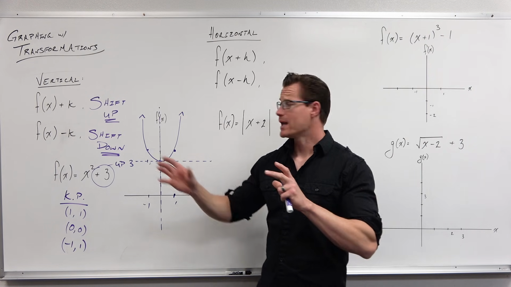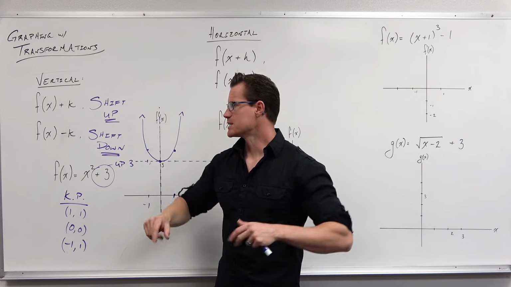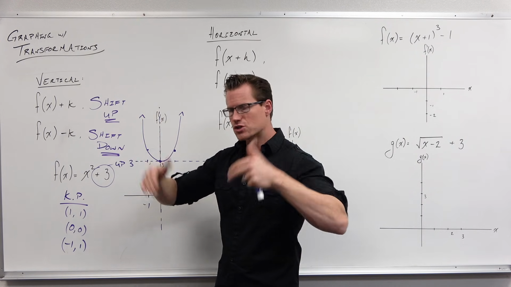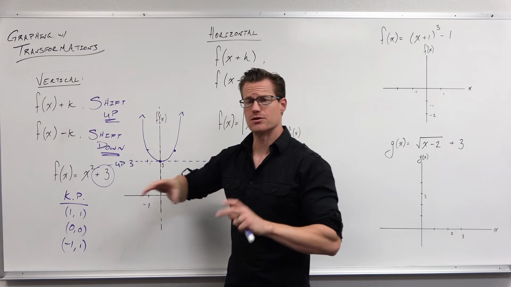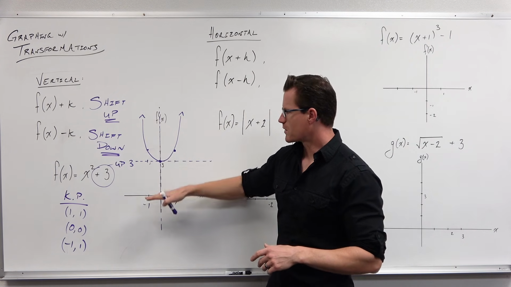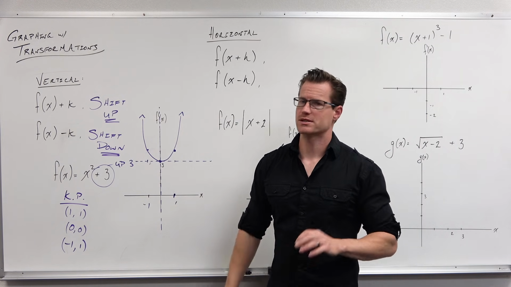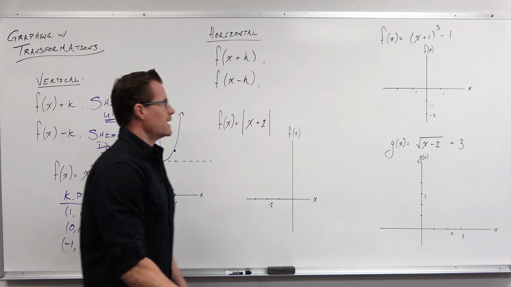I hope you're seeing why adding a value at the end of your function, outside parentheses, outside absolute value, outside all the function stuff, is shifting up, and minus is down. You're taking the output value and adding or subtracting respectively. One way we can show that is to shift our x and y axis, give a new XY axis, not really there, and then plot our key points. Works very nicely. Now let's move on a little bit.